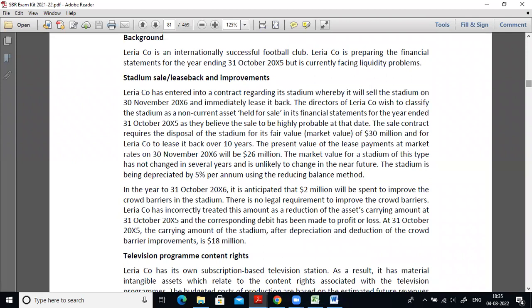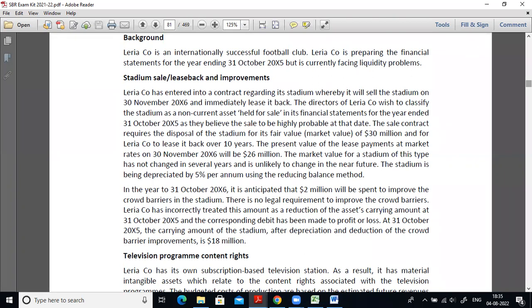Can you see my screen? So there is a company called Iriaco, an internationally successful football club. This company is preparing the financial statements for the year ended 31st October 2005, but it is currently facing liquidity problems. They clearly mentioned that the company is facing liquidity problems. So, stadium sale, lease back and improvements. First we'll focus on this.